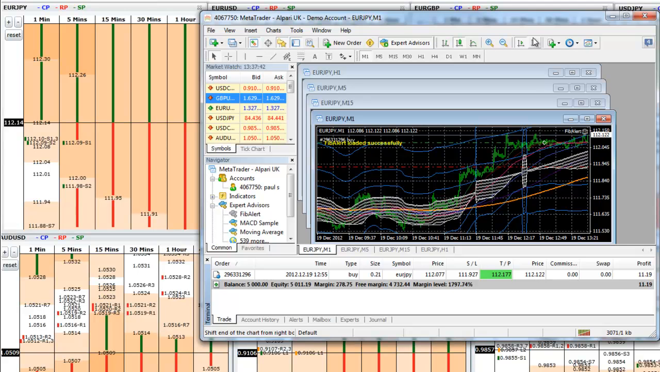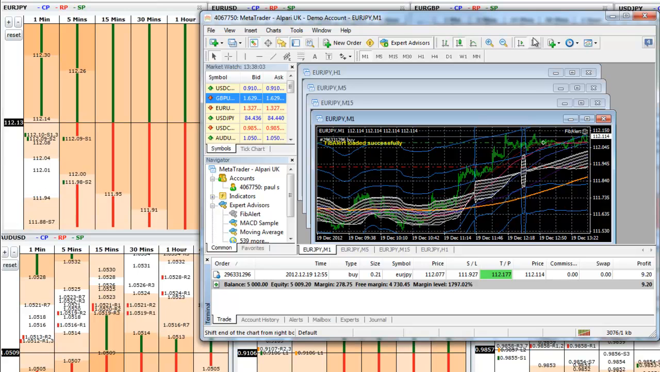Now we're moving up higher, making new swing highs on the 1 and 5 minute charts. So we're up 6 pips for a second now. So it's looking positive. Again, no need to adjust the stops or the take profits. We're still well within the parameters of this particular trade.